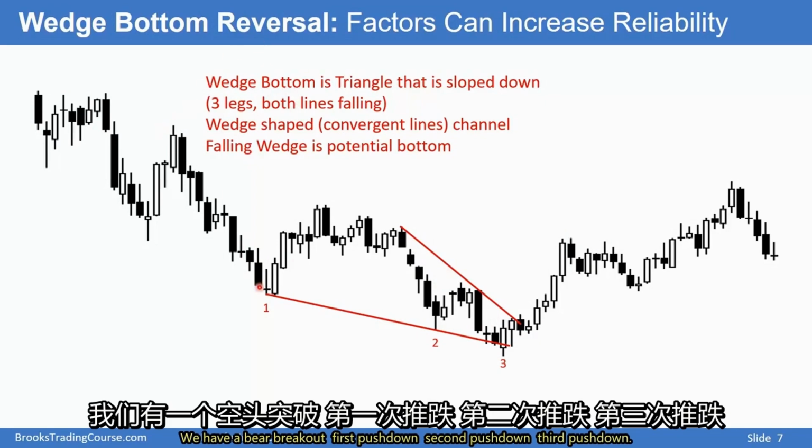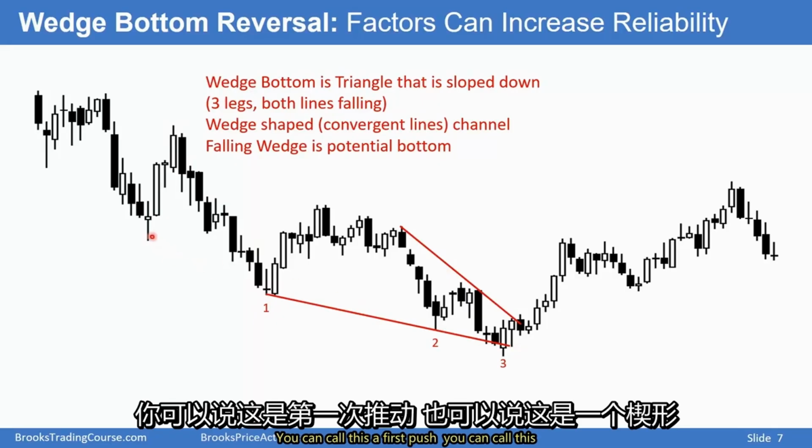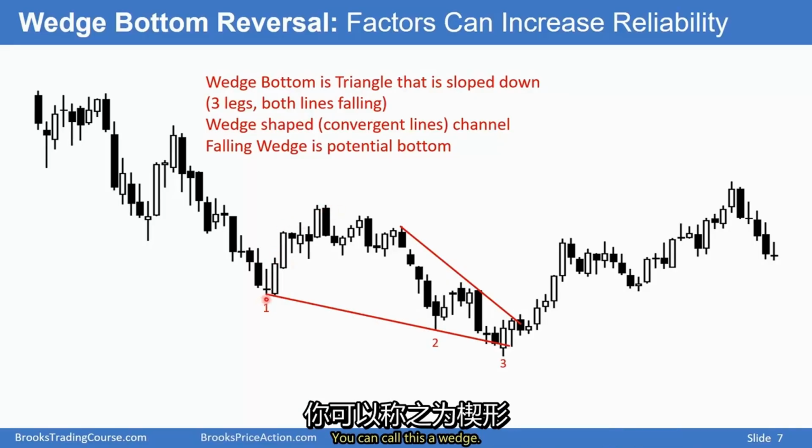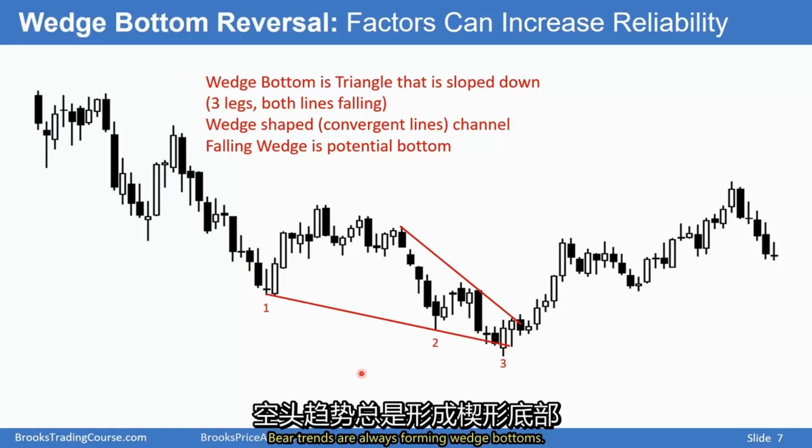We have a bear breakout, first push down, second push down, third push down. You can call this a first push, you can say this is a wedge, 1, 2, 3, and the bottom did not lead to much of a reversal. You can call this a wedge. Bear trends are always forming wedge bottoms. Bull trends are always forming wedge tops.